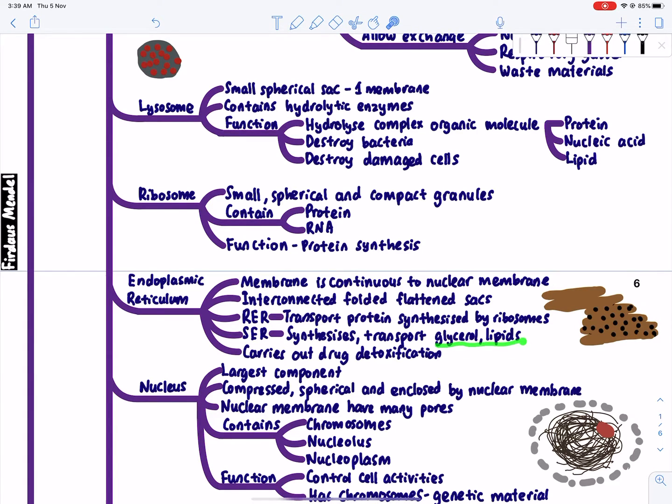This one is correct. They will synthesize, they will produce the glycerol and the lipid. And endoplasmic reticulum carries out drug detoxification. This is specifically for the smooth endoplasmic reticulum. Smooth endoplasmic reticulum is for drug detoxification. That means they will try to neutralize all the bad things that come from drug usage.